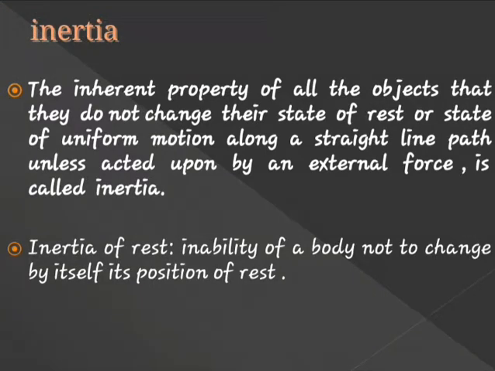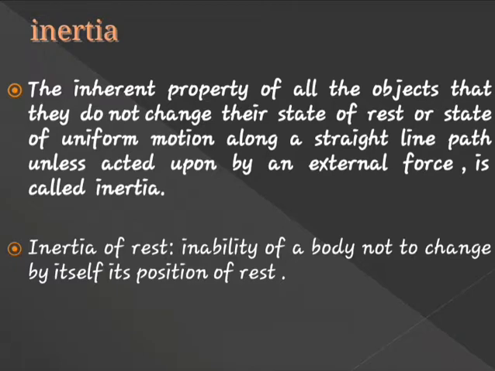Now, let's see what is inertia. The inherent property of all the objects that they do not change their state of rest or uniform motion along a straight line path unless acted upon by an external force is called inertia. Now, inertia is classified into two main categories: one, inertia of rest, and the other, inertia of motion.